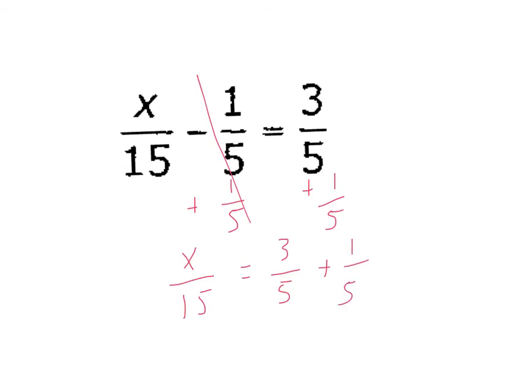Okay, and since you have common denominators on the right side of your equation, you can just go ahead and add straight across on the top. So you'll now have x over 15 equals 3 plus 1 is 4, and leave the bottom alone. Okay, so you have x over 15 equals 4/5. Now you need to get that x all by itself, and it's being divided by a number, so you need to undo that with multiplication. So we'll multiply each side by 15.